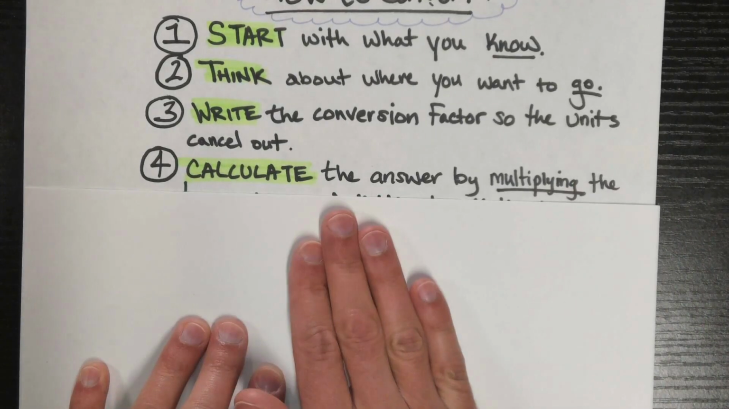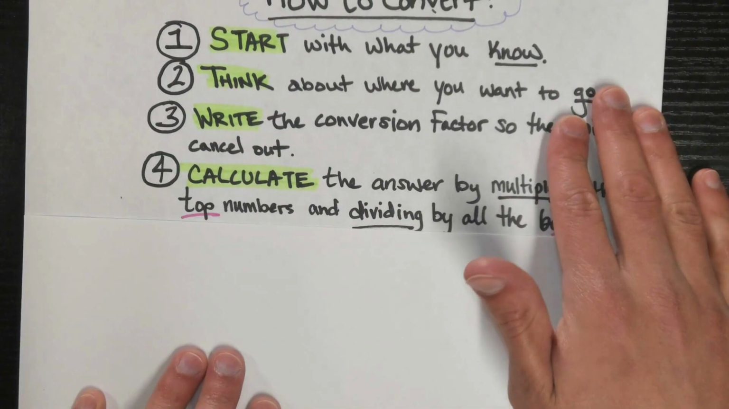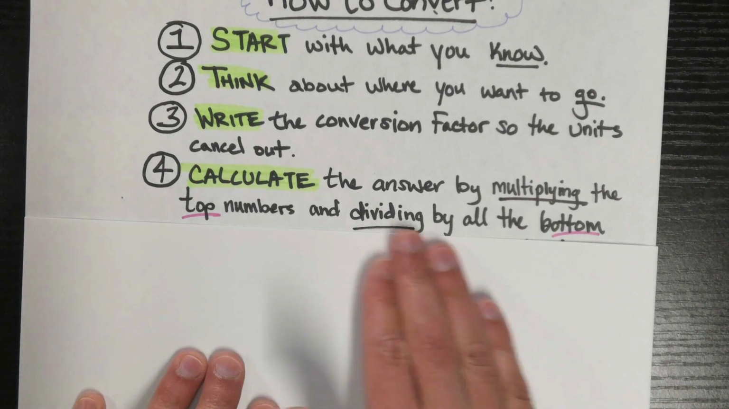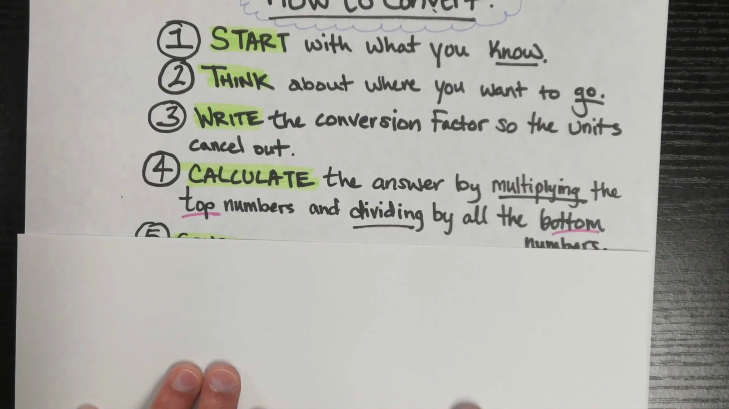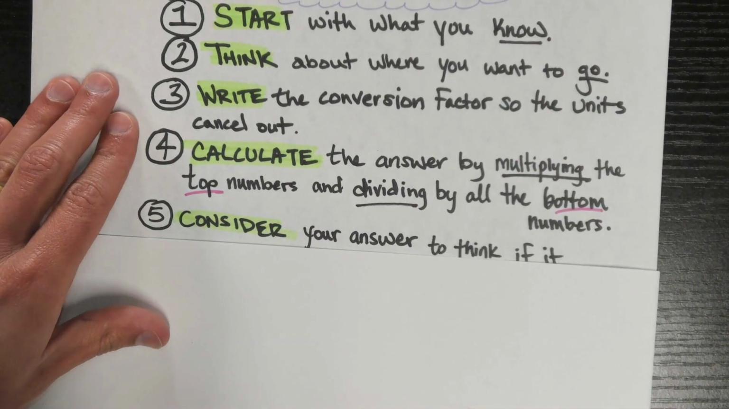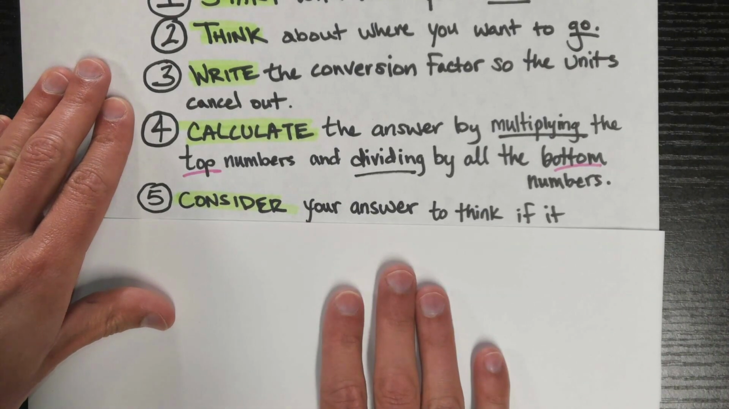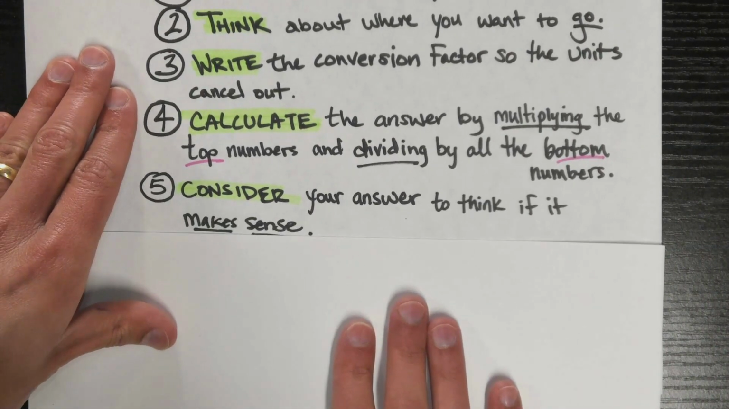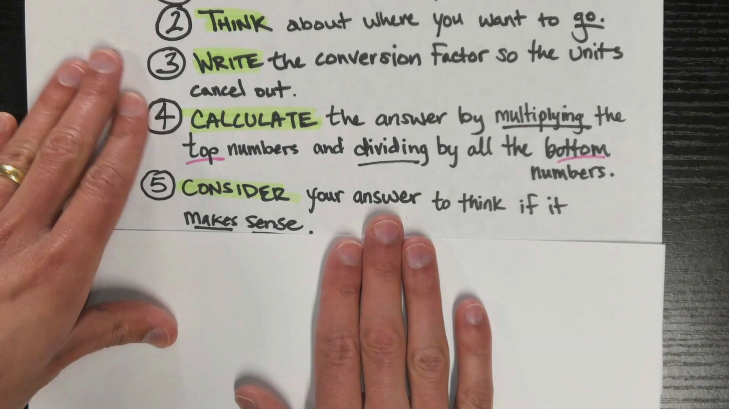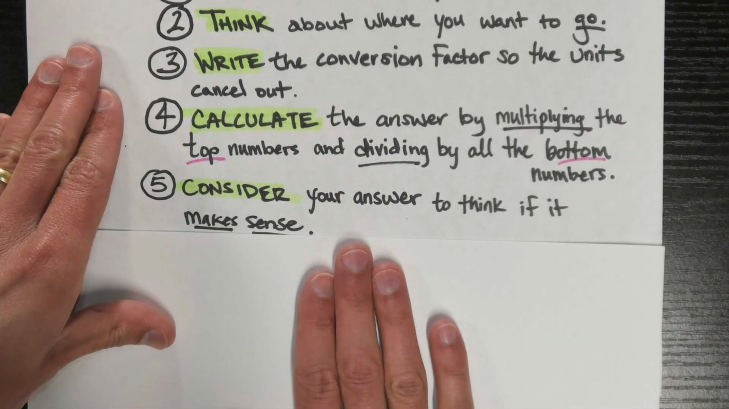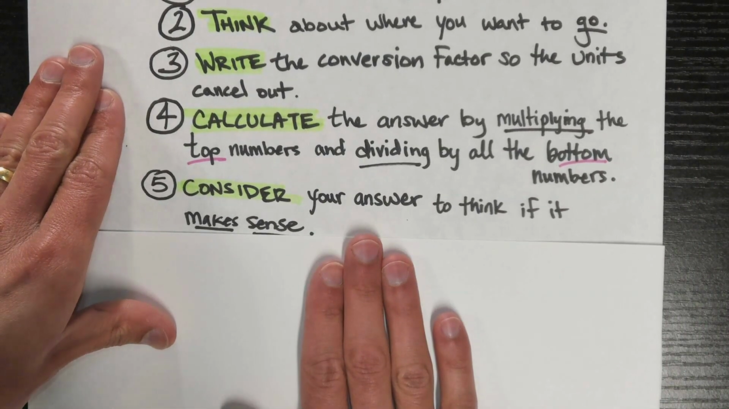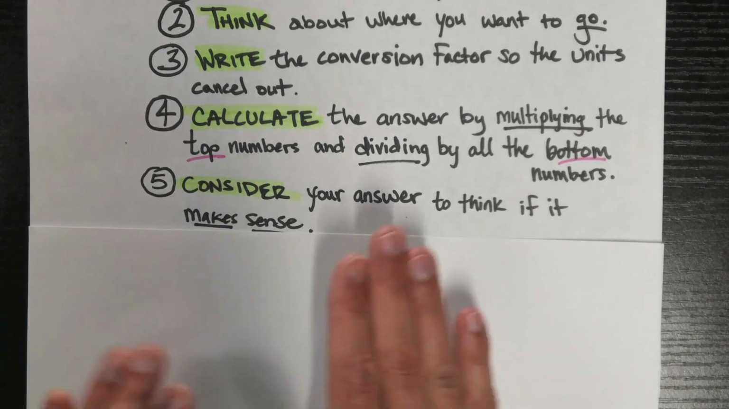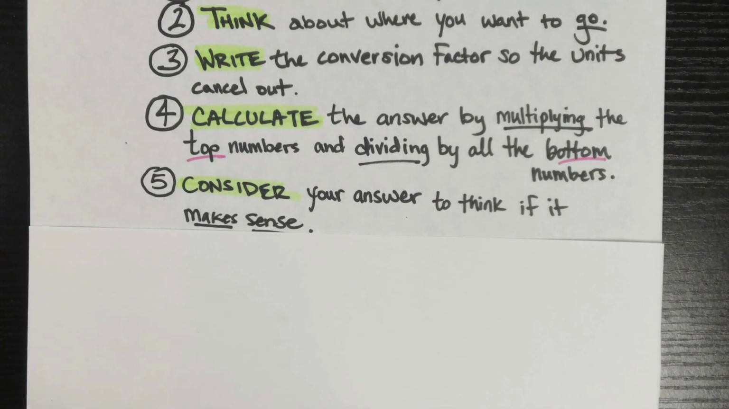Step 4, calculate the answer by multiplying the top numbers and dividing by all the bottom numbers. And then lastly, I'm going to consider the answer and think if it makes sense. So I'm going to look at the answer and say, does that make sense or does that not make sense mathematically? Does that look like a good number? Let's show you with a problem as an example.